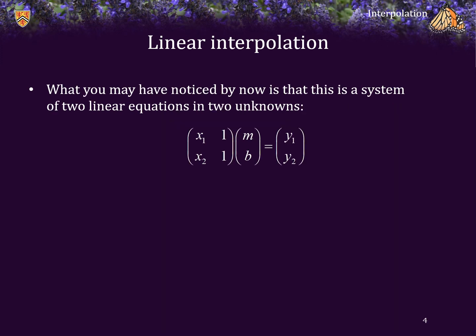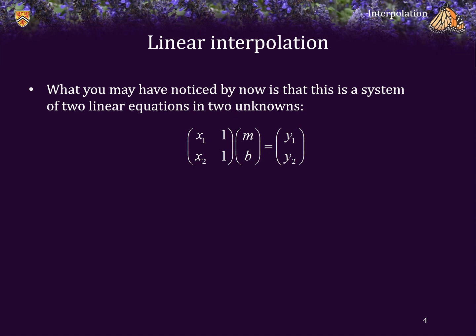All right, so since this is a system of two linear equations, we can rewrite this as a problem in vector spaces. So here we have the matrix with rows x1, 1 and x2, 1, times the unknown vector m, b, and that's equaling the target vector y1, y2.